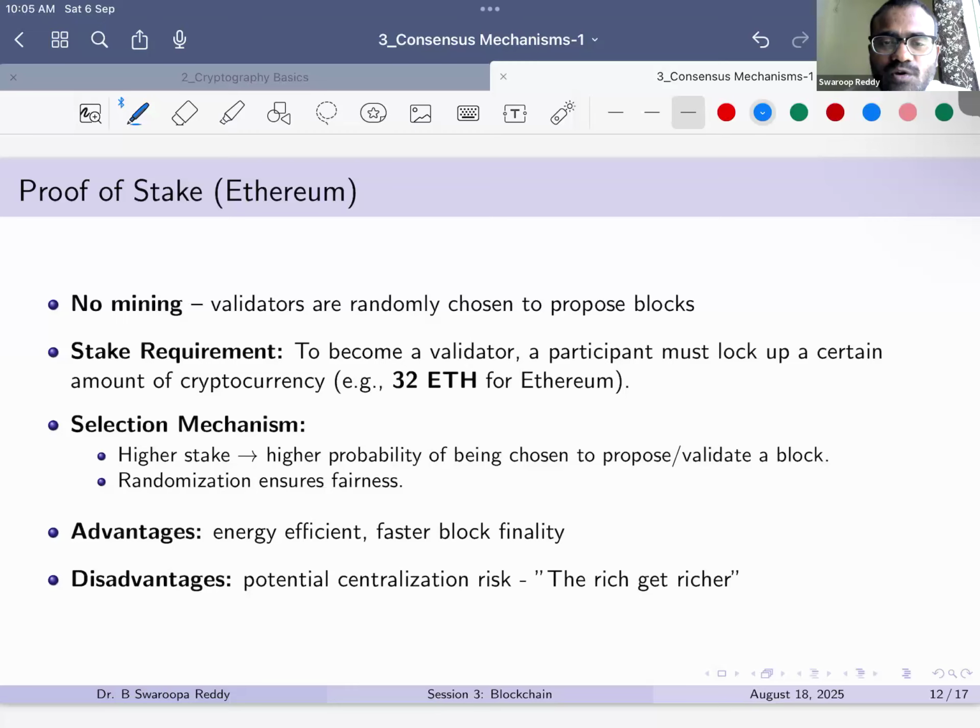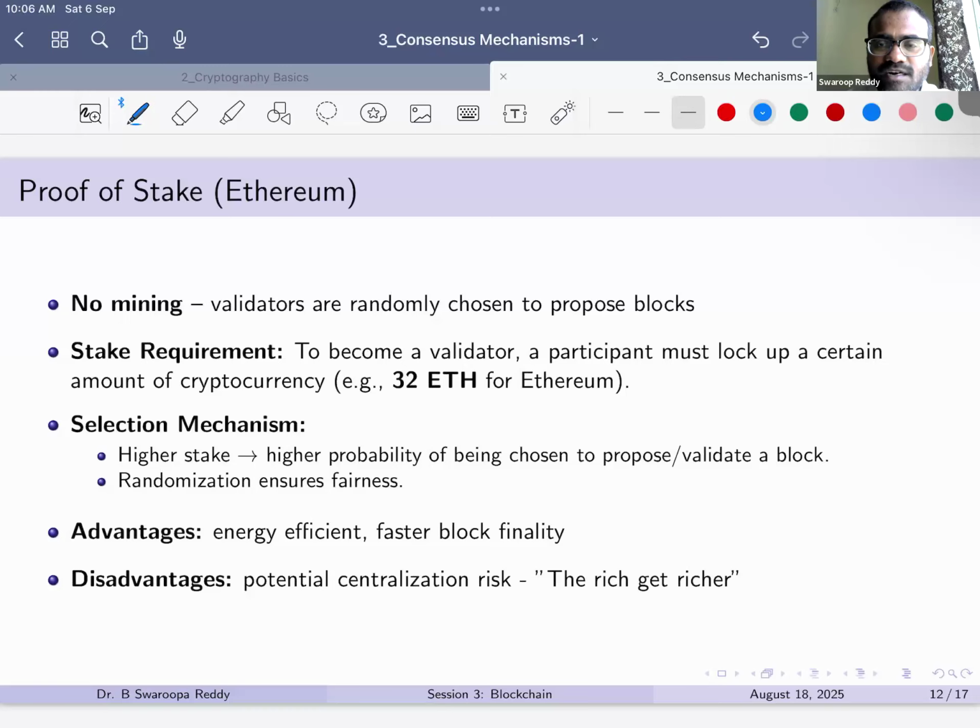For example, if there are 1,000 nodes in the network, each node needs to deposit some currency. For example, 32 Ethereum need to be deposited to become a validator. So if you don't deposit 32 ETH, you will not become a validator. You cannot participate in the consensus mechanism to generate the new block. So to become a member of the consensus mechanism, or to become a validator, you need to deposit 32 ETH into the network. This is called a stake. Your stake, you are staking 32 ETH.